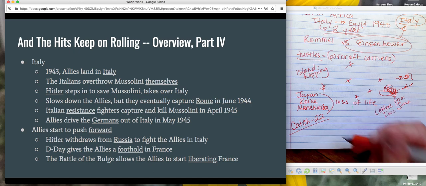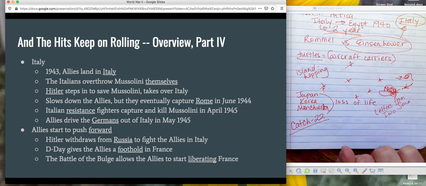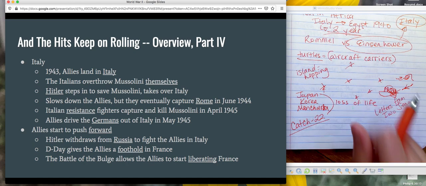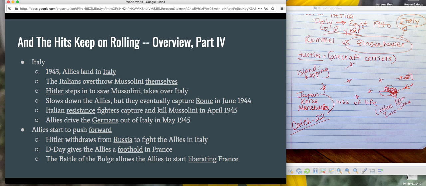Now, the Italians are really tired of losing, of being fascists, and they're tired of Mussolini. Mussolini is mostly in it for the glory. He's not really a great, competent leader. So they overthrow Mussolini themselves. And then Hitler steps in to save Mussolini and just takes over Italy because Mussolini is like, I don't really want to do this anymore.